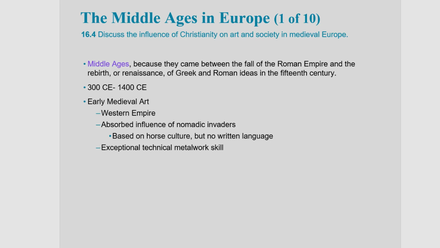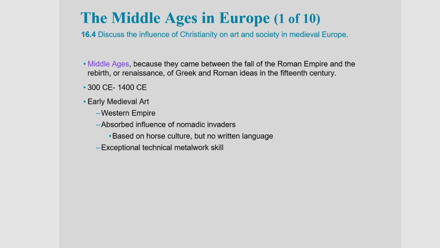So from there we move on to the Middle Ages, which is a Western idea, right? It comes between the fall of the Roman Empire and the rebirth, or renaissance, of Greek and Roman ideas in the 15th century, so the Middle Ages. This in some way demeans it. Of course, a lot of things are happening. A lot of artists are making great work, but it's still a term we use. The time we have is like 300 current era to 1400 current era.